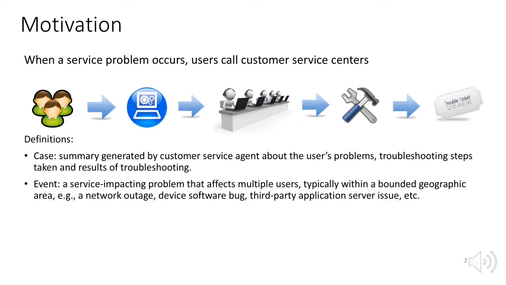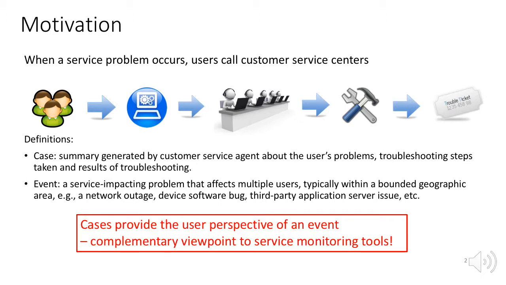We define this agent-generated summary to be a case, and we'll define an event to be a service-impacting problem that affects multiple users, typically within a bounded geographic area. For example, a network outage, a device software bug, or a third-party server issue. If these cases could be mined, they would provide service operators the user's perspective of events. Such user perspective would provide a complementary viewpoint to that of standard service monitoring tools.